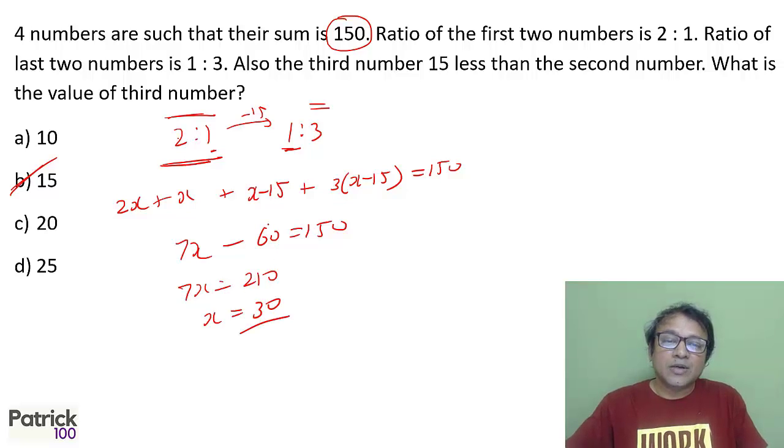So we want the third number. Third number is x minus 15. So the answer is 30 minus 15, which will give you 15 as the answer. B option.